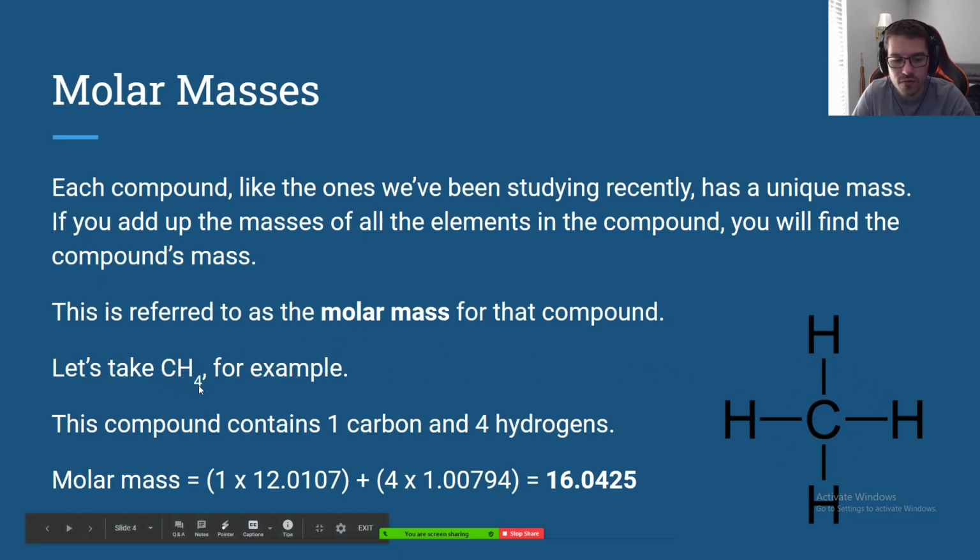Okay, so let's take this compound for example. This formula would be CH4, right? 1 carbon and 4 hydrogens. Okay, so what would its overall mass be? Well, it contains 1 carbon and 4 hydrogens, so all we need to do is add up the masses of these different elements, 1 carbon and 4 hydrogens.